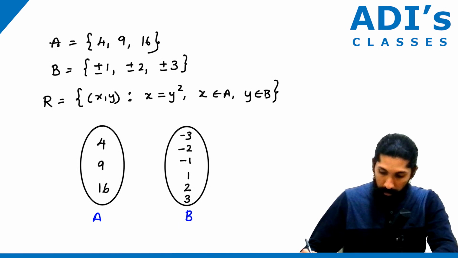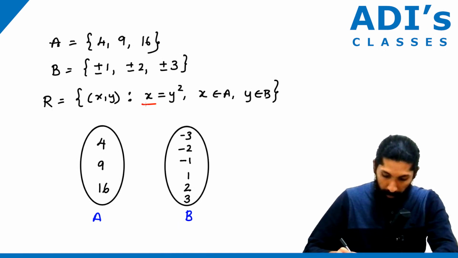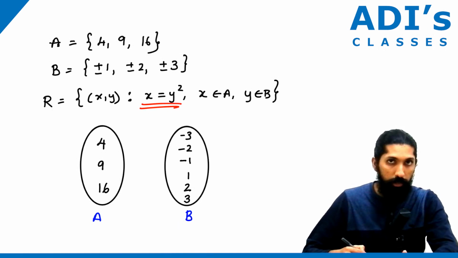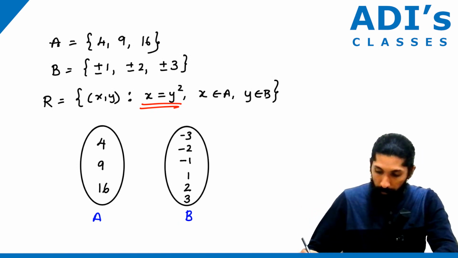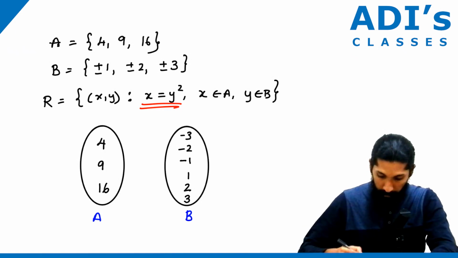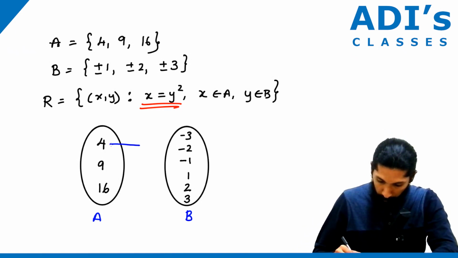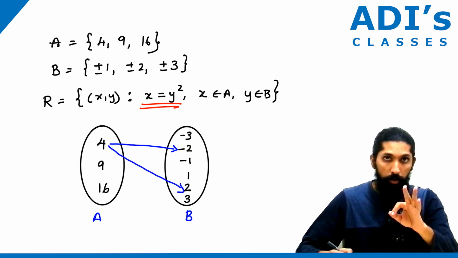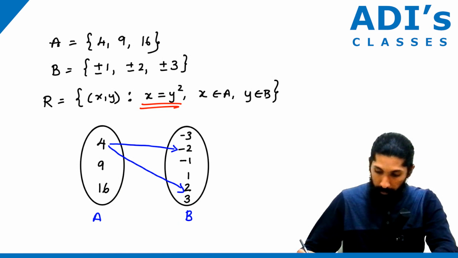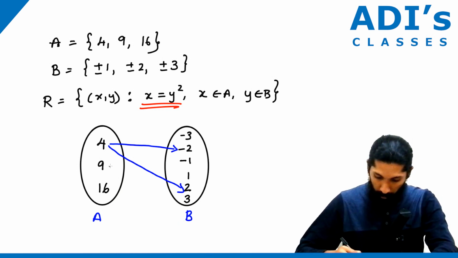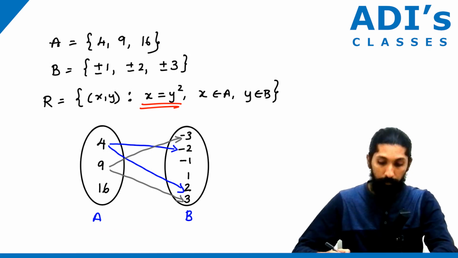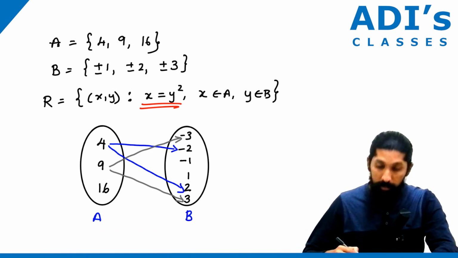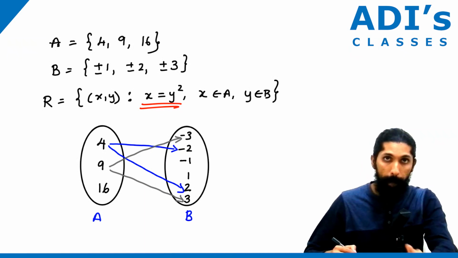Now what is the relation here? The relation is x is equal to y square. Correct? Or we can also write root of x is equal to y. Anyway, if you do the relation, 4 corresponds to minus 2, and 1 more is going to be 2. 2 values are there. Correct? The next one, for 9, you have minus 3 as well as 3. So we have 2 values. Do we have any value for 16? No, we don't. Isn't it?